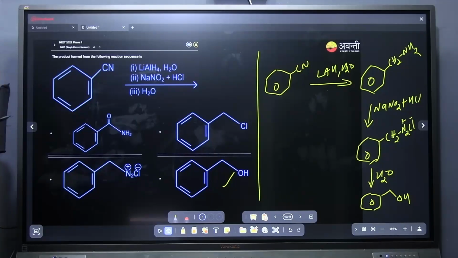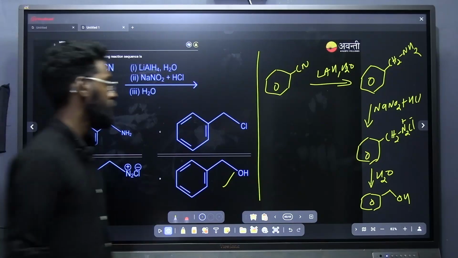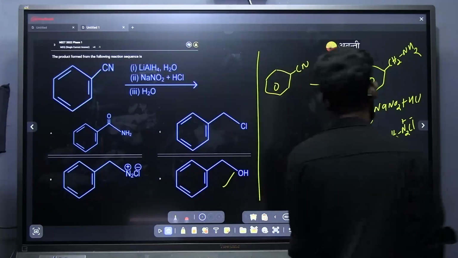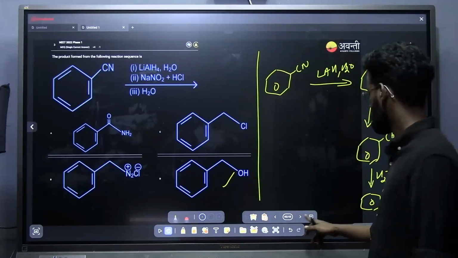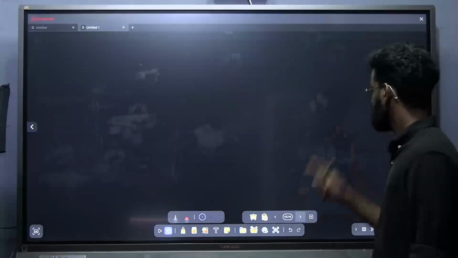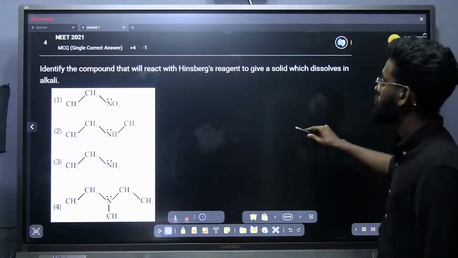Shall we move to a few more questions? It's a small chapter, so you maximum focus on the questions from this chapter and get complete clarity. Okay, so one more question.